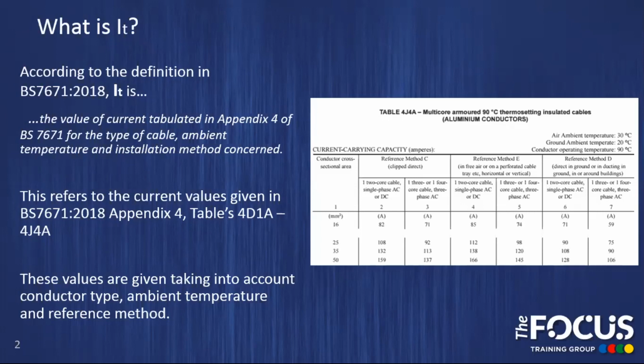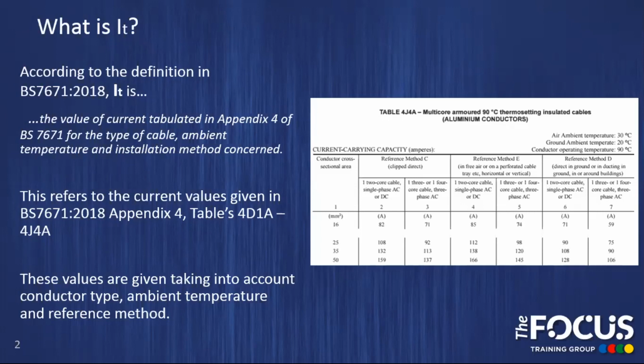At the top right of our table we can see we have three values. This is the air ambient temperature, the ground ambient temperature and the conductor operating temperature. So this means the figures in this table are based on those predetermined values. Then we have our conductor sizes down the left hand side, and different current ratings for different reference methods.